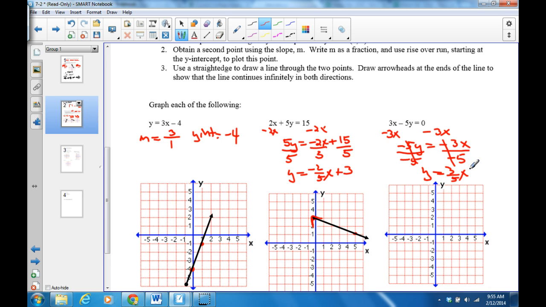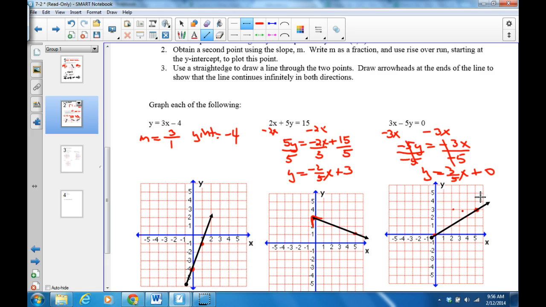But here's the tricky part. Where do I put my first point? At 0, right? Because there's no y-intercept according to this. It's really plus 0. So if I put 0 here, and then I have a rise of 3, 1, 2, 3, and run of 5. 1, 2, 3, 4, 5. Here's my point right here. And I draw a line. There we go.